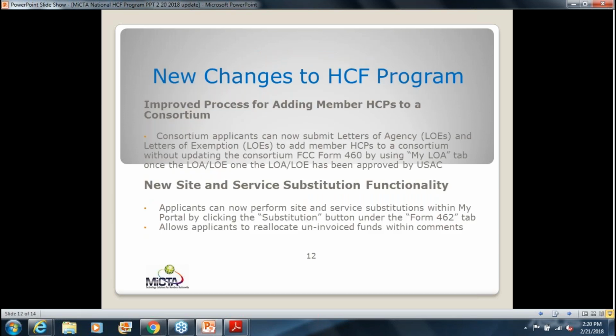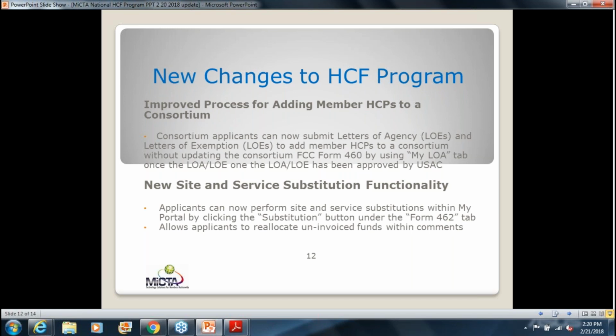And now they've just recently added a couple of enhancements to the program. As you can see here, consortium applicants can now submit LOAs and letters of exemption to add the HCPs to a consortium without updating the consortium FCC 460s. They can do this by using a tab in the portal, and there is a portal for this. This is all done online for uploading information regarding if they are adding a new member or dropping an existing member, and USAC takes care of all of that data entry.